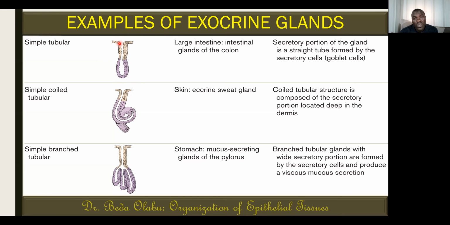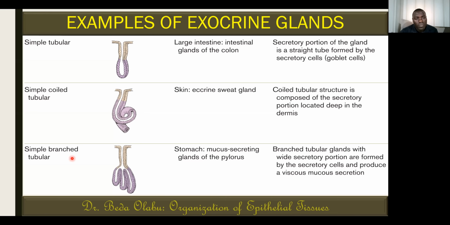The ductal portion is only one, it's not branching, so it's simple. That's why we call it simple tubular gland. And later on, you can look at those examples when you get the PowerPoints and when you get the recording. Look at the second one. It is still a simple tubular gland, but it is coiling. So we just call it simple tubular coiled.